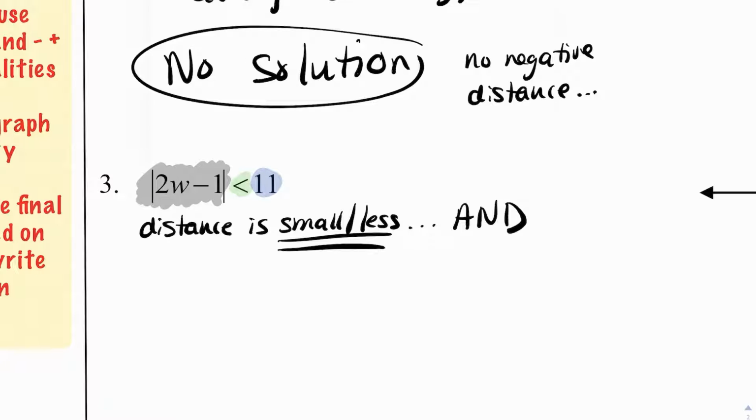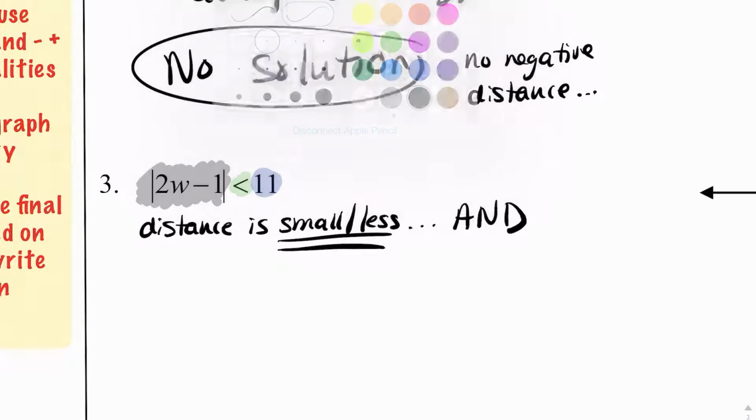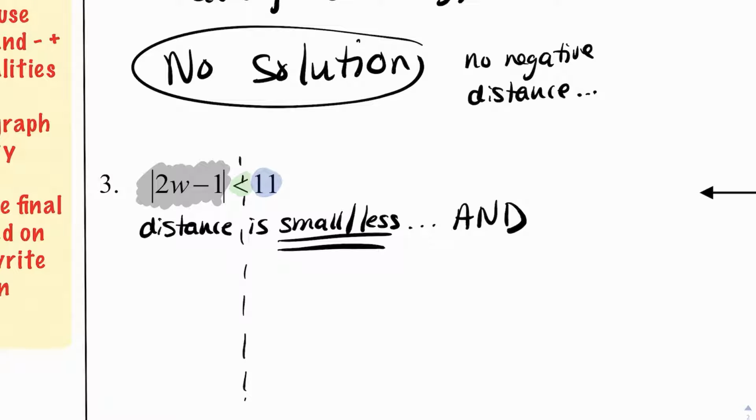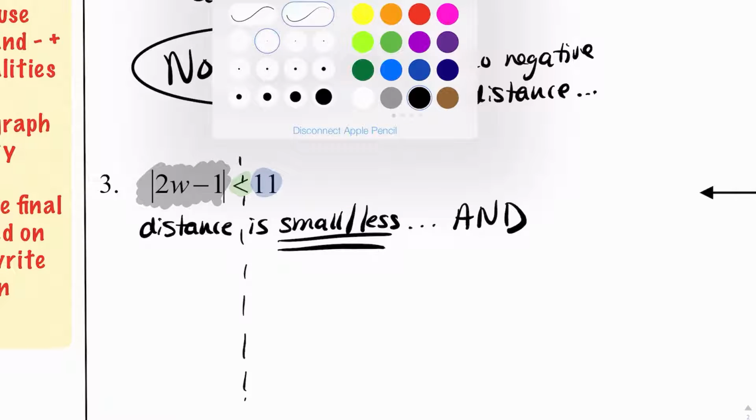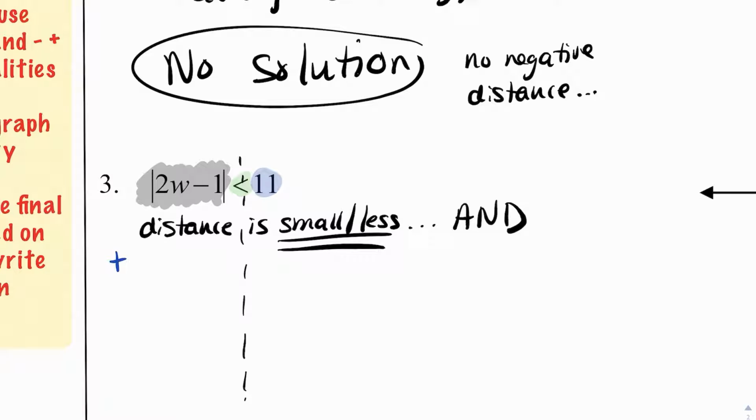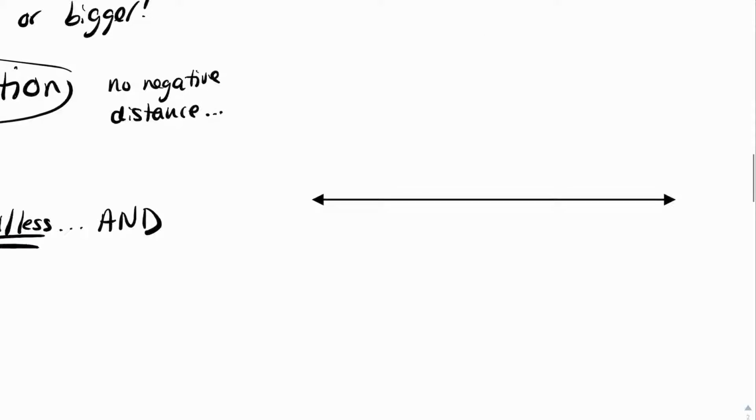Step number 2 is then to write our two separate inequalities, and we're going to separate them with the word and. So we have our positive version, and that's where we keep everything the same. Let's just solve that right away. So we get that w is less than 6. So we can go graph that right away. Let's just put 6 right here. So all the w's that are less than 6, I don't want 6, but I want the numbers that are less than it. So I'd go this way.